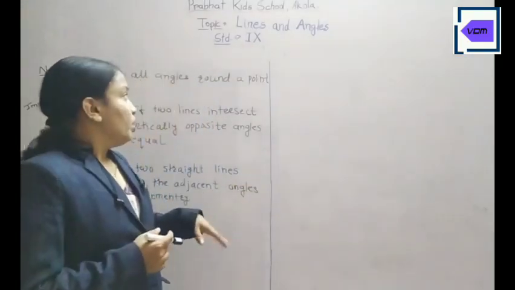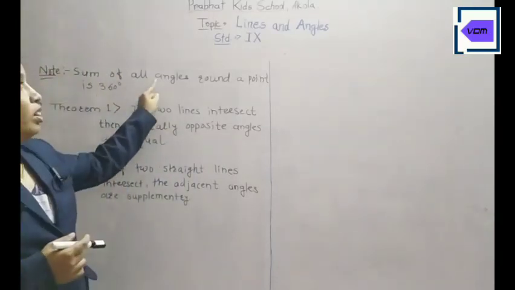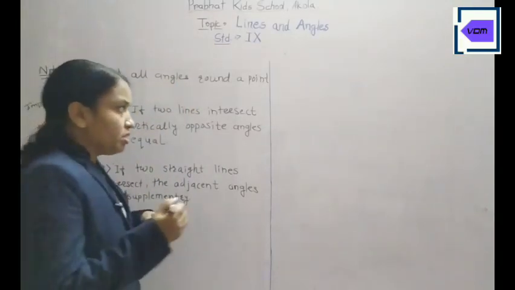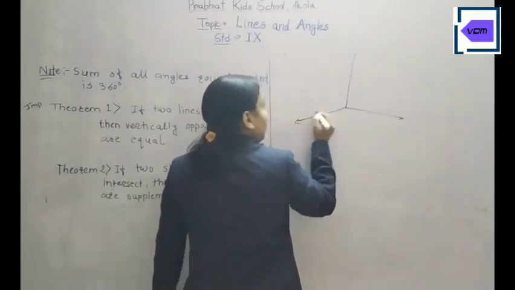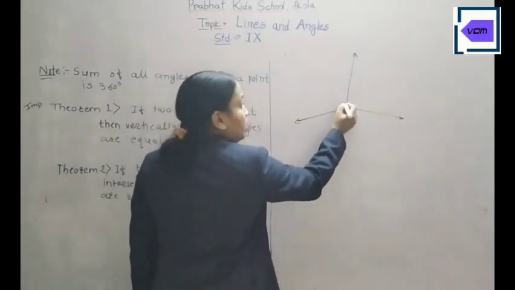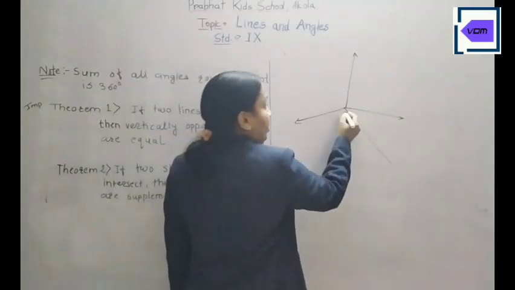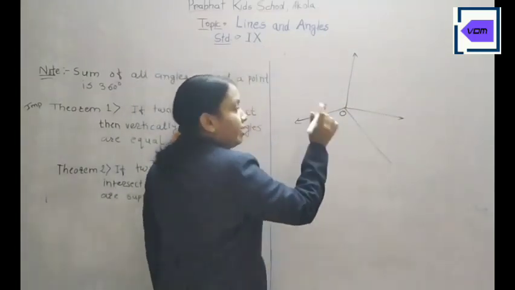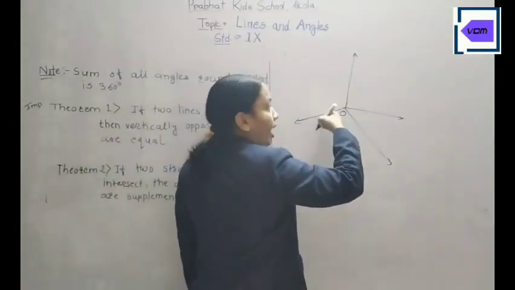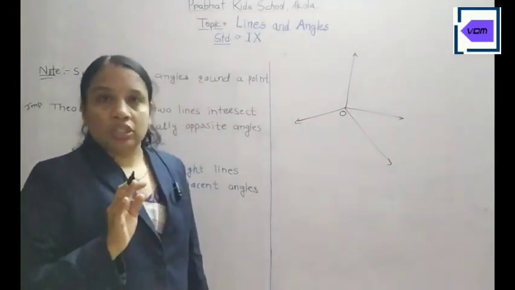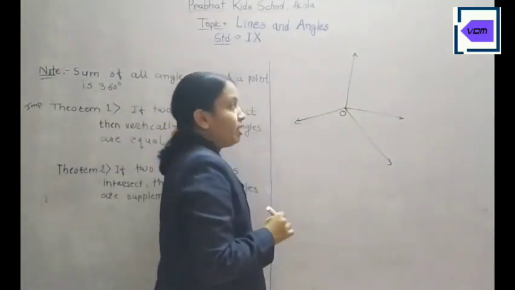Okay, and one note: the sum of all the angles around a point. I have given one example like this. These are adjacent angles, in the diagram I have given you. Suppose this is also one. At O many angles are formed, but the sum of all these angles together is always 360 degrees.